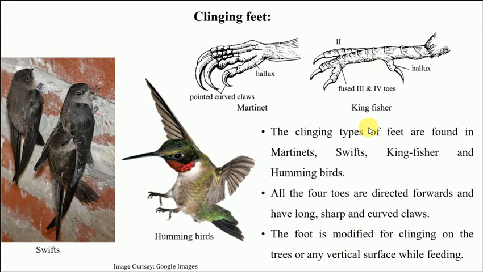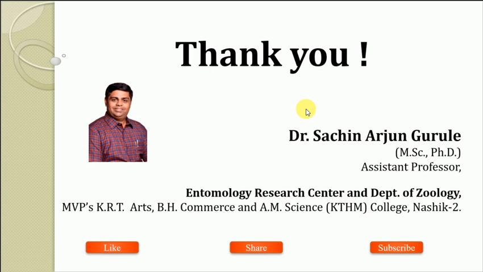So in case of the kingfisher, the hallux, that is the first toe, is separated or it is at the back, but if you see the three toes, they are completely directed in a forward direction and they are provided with nails or claws which are again sharp and curved. So this kind of feet is useful for clinging on vertical surfaces, particularly at the time of feeding. So this is about the different kinds of feet found in birds.